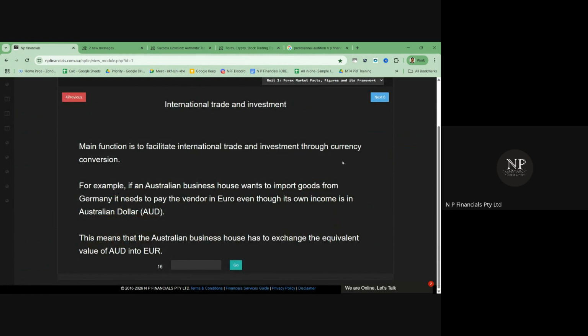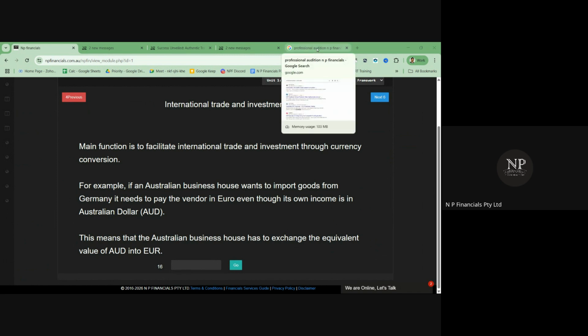International trade and investment: the main function is to facilitate international trade and investment through currency conversion. For example, if an Australian business house, for example BHP, you know BHP? Wants to import goods from Germany. You know Siemens, the German company? If it needs to pay the vendor, that is Siemens, in euro, even though its own income is in Australian dollars.